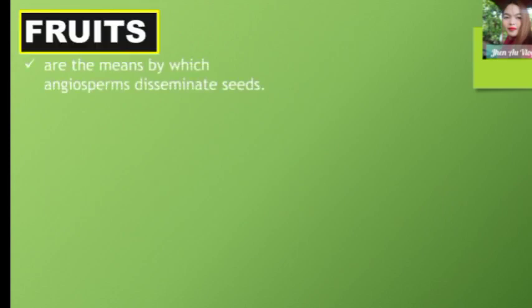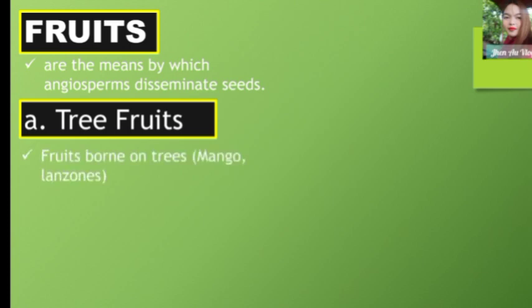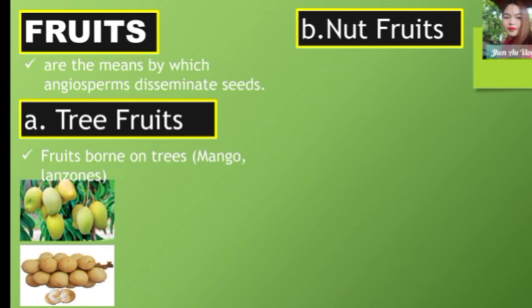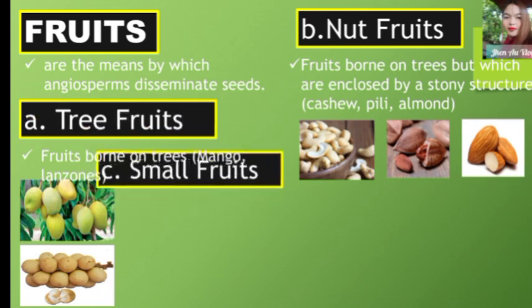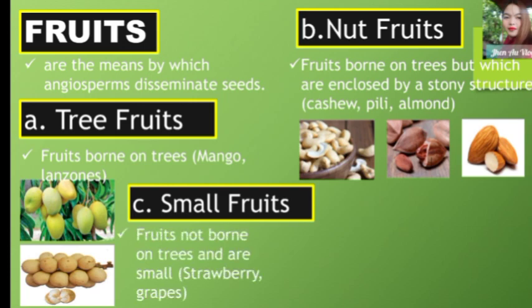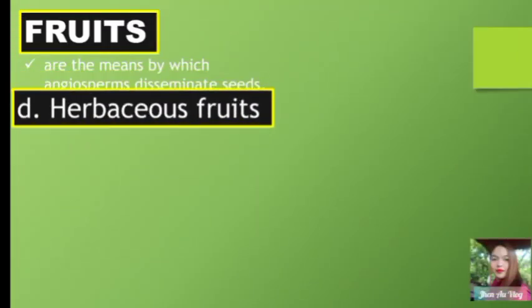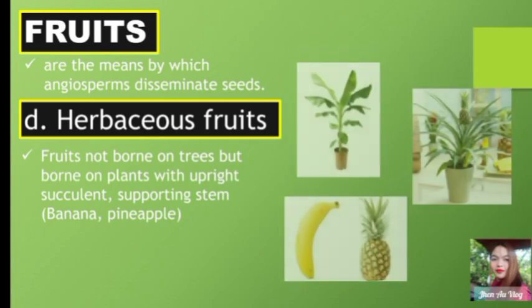So for the fruits, fruits are the means by which angiosperms disseminate seeds. First, we have tree fruits, which are fruits borne on trees like mangoes and lanzones. Second will be nut fruits, which are fruits borne on trees but which are enclosed by a stony structure like cashew, pili, and almond. Third is the small fruits, which are fruits not borne on trees and are small like strawberry, grapes, and pineapple. Fourth is the herbaceous fruits, which are fruits not borne on trees but borne on plants with upright succulent supporting stem, like the banana and pineapple.